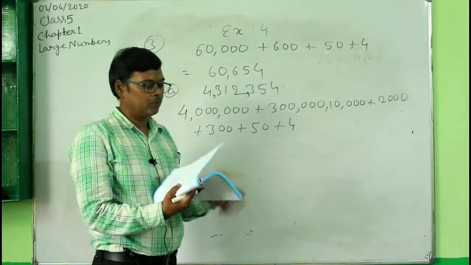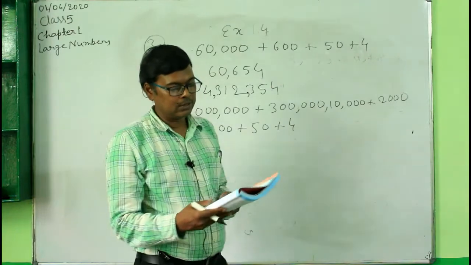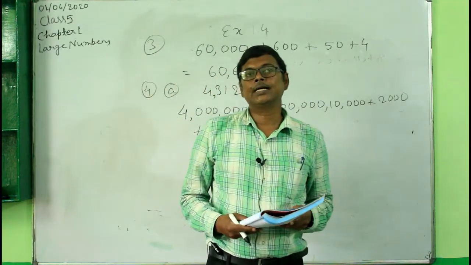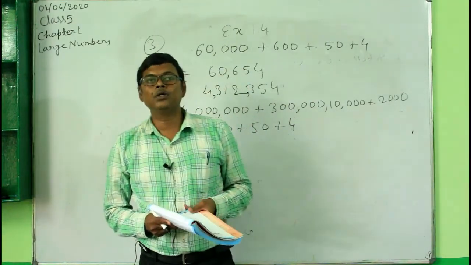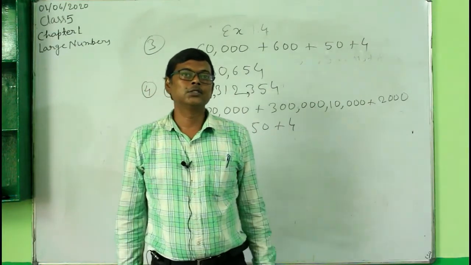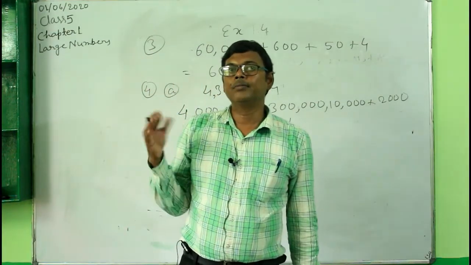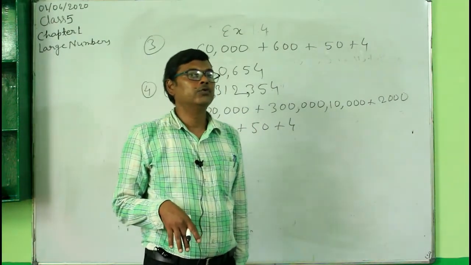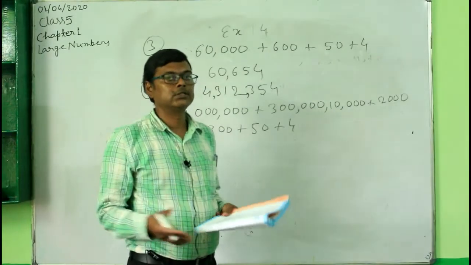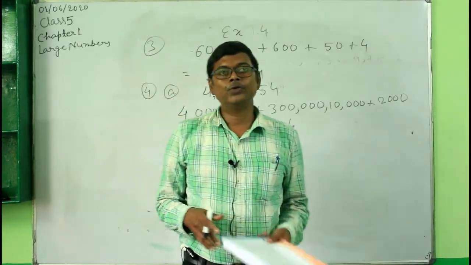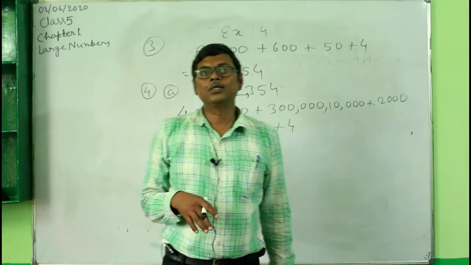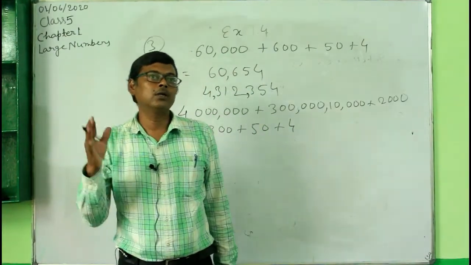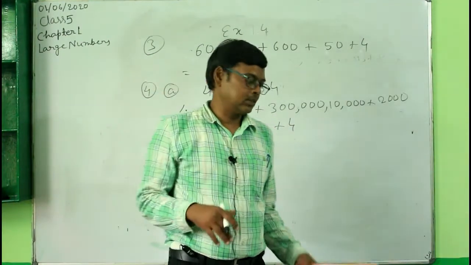In this exercise 1.5, the questions are related to predecessors and successors. You know the meaning of predecessor: if you are given any number and you subtract 1 from it, you will get the predecessor. And successor means the next number. When you add 1 to any number, you will get the successor, and when you subtract 1, you get the predecessor.